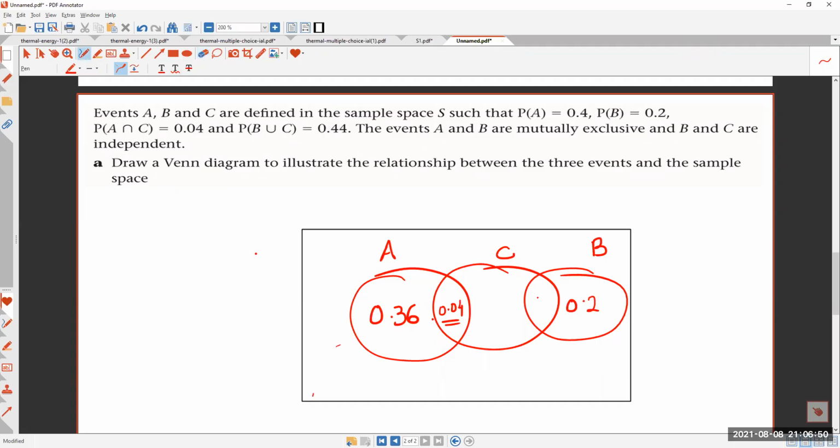Okay, so let the common be x. If this common is x, your whole B is 0.2. Since there is a common here, it's going to be 0.2 minus x. Now this middle number, I don't know how much this is. Let this be y. Okay, now the first hint they gave you is in the form of B union C.